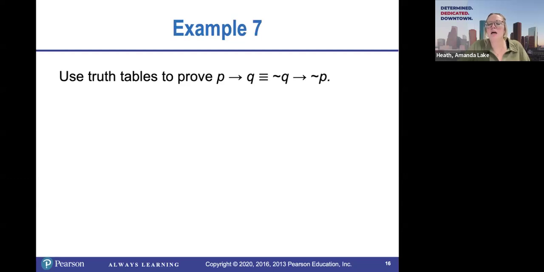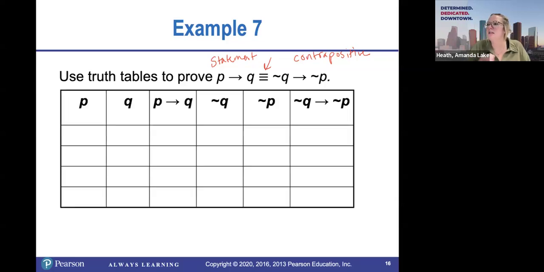Okay, so what this example is asking us to do is to use truth tables to prove P implies Q is what we call logically equivalent to not P implies not Q. And this is the statement, and this is the contrapositive. So here we're proving that a statement is equivalent logically to its contrapositive. So we can use a truth table to do this.